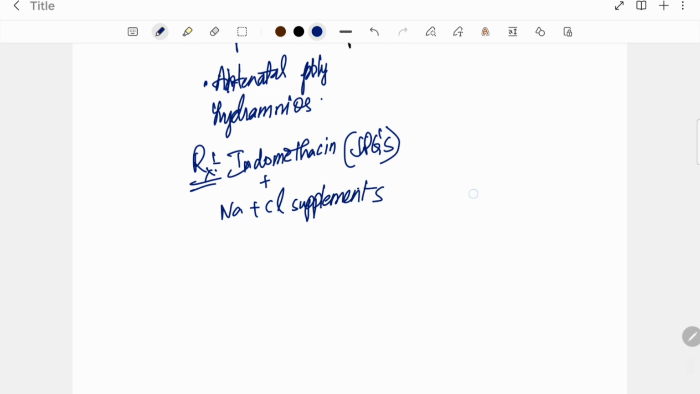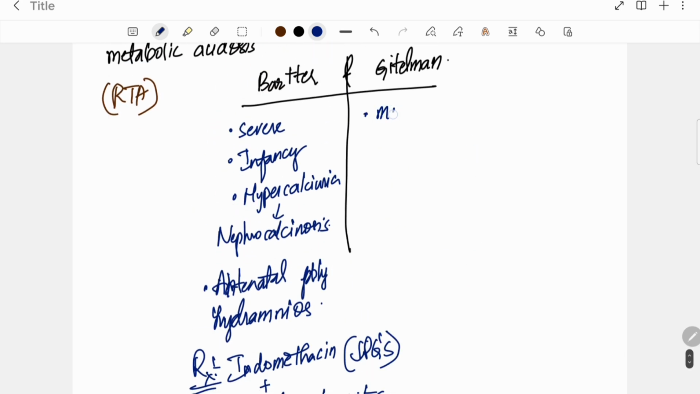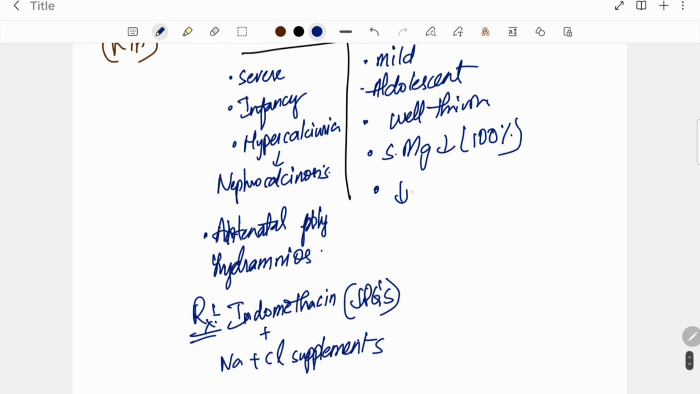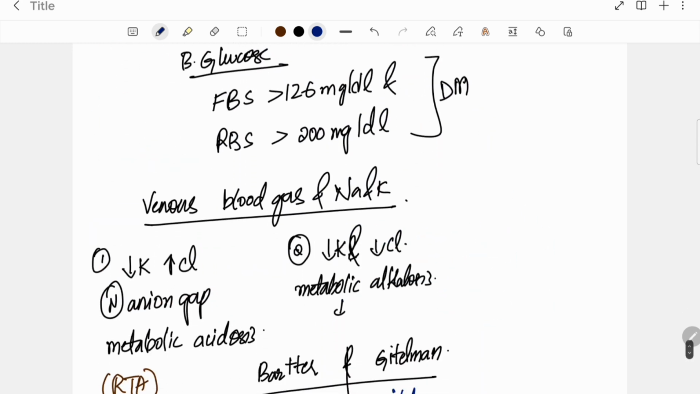On the other hand, we have Gitelman syndrome. It is a mild form, seen in adolescents and children, and the child is thriving well. Here the serum magnesium is low in 100% of cases, and this will cause low calcium excretion. This is known as hypocalciuria.